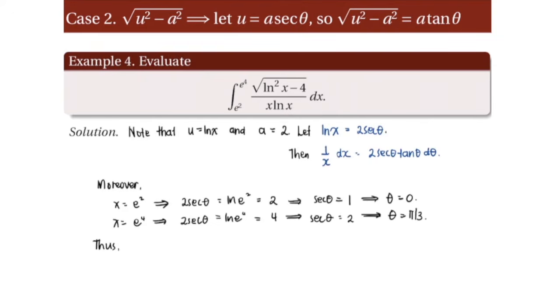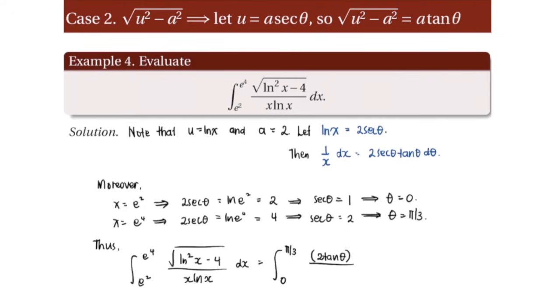So thus, what do we have now? We have the integral from e squared going to e to the fourth of the square root of ln squared x minus 4 all over x ln x dx. This is equal now to the integral. Again, e squared would be 0. E to the fourth would be replaced by pi over 3. Yung square root ng ln squared x minus 4 is replaced by 2 tangent theta. Tapos, yung ln x natin sa denominator, again, ln x is 2 secant theta.